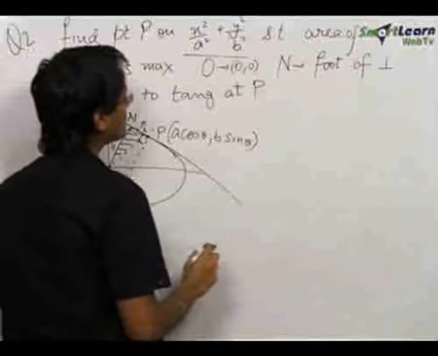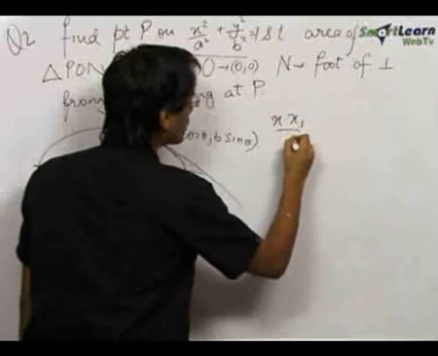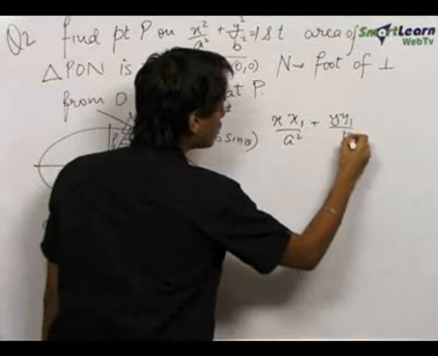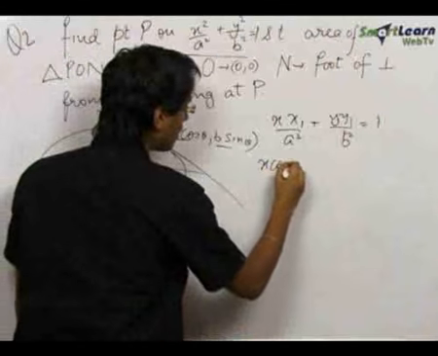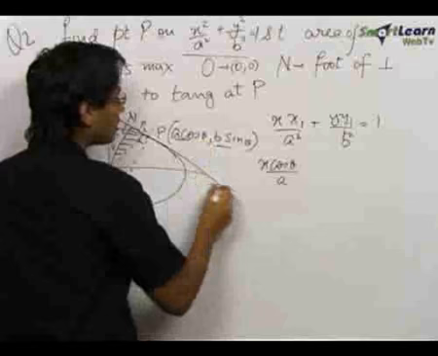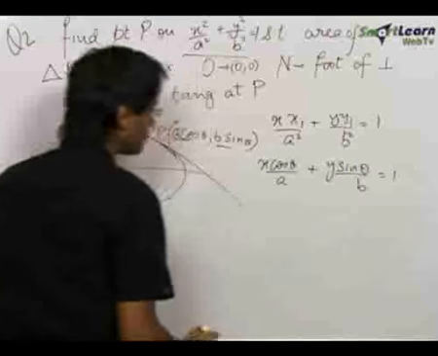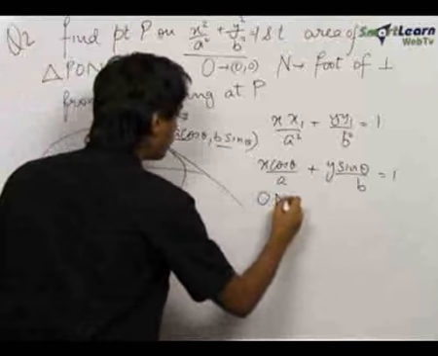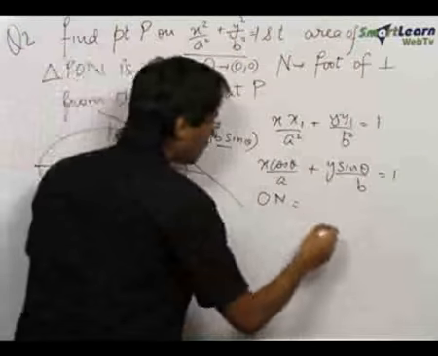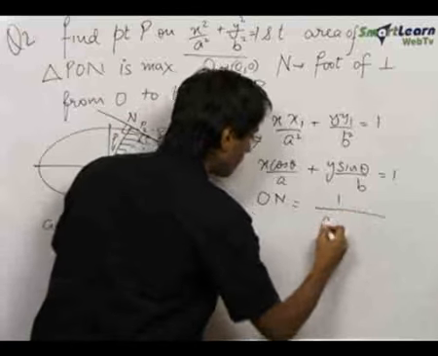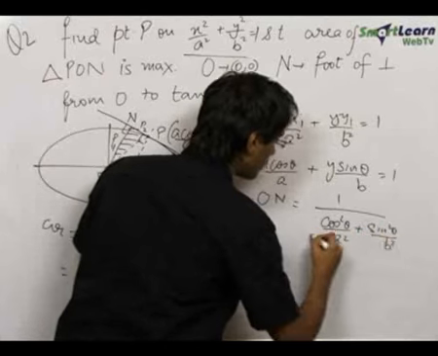Now for an ellipse, x square by a square plus y square by b square is equal to 1. The tangent can be written as x x1 by a square plus y y1 by b square is equal to 1, where x1 comma y1 is the point at which the tangent is made. On putting x1 as a cos theta and y1 as b sin theta, we get x cos theta by a plus y sin theta by b is equal to 1. The length of ON, the perpendicular drop from this point O, will be equal to 1 divided by the square root of cos square theta by a square plus sin square theta by b square.